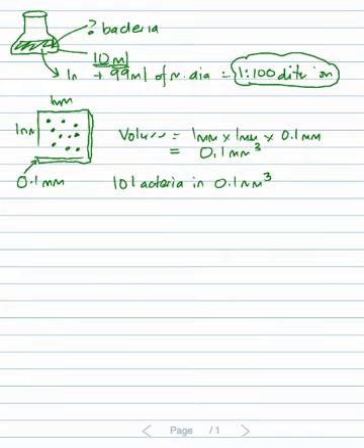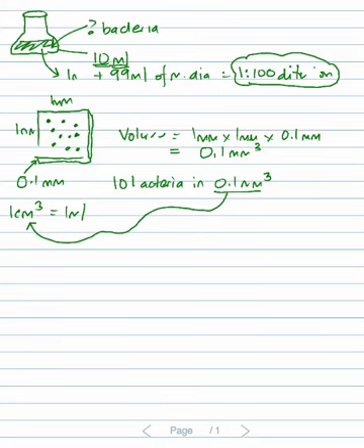What we need to do is get this 0.1 cubic millimeter into cubic centimeters. 1 cubic centimeter is equal to 1 milliliter. So we ask ourselves, how many times must we multiply 0.1 cubic millimeters to get to 1 cubic centimeter? This can be a little bit daunting because we've got a cube, which can make it a little bit difficult.